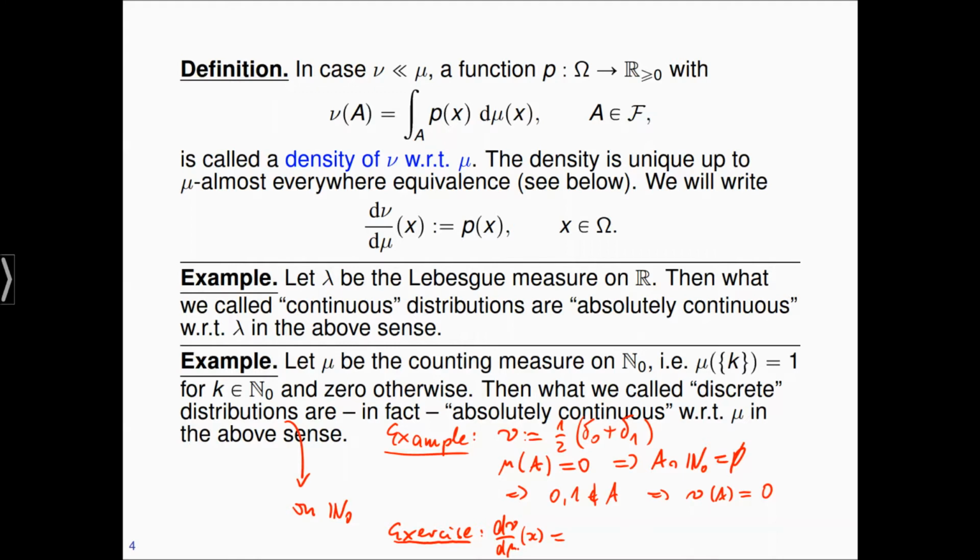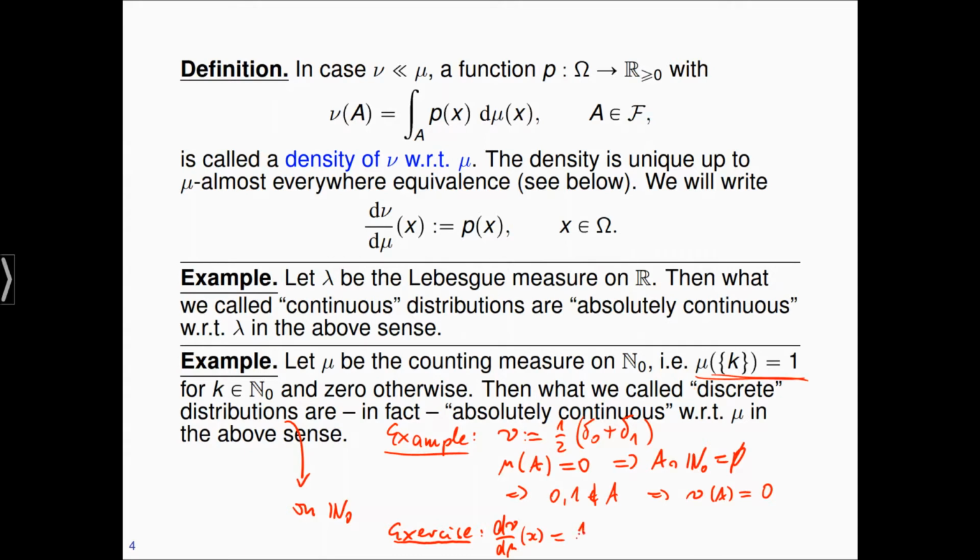Okay, so please stop the video here and try to solve this exercise. Here is my solution. So nu has mass at 0 and at 1, while mu has mass on all non-negative integers. And the mass of mu is 1 at the non-negative integers, this is this here. And the mass of nu at 0 and at 1 is 1/2. This means that we have to multiply the mass of mu by 1/2 at 0 and at 1, and we have to multiply by 0 at all the other places.